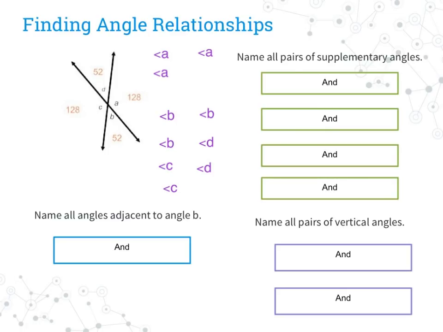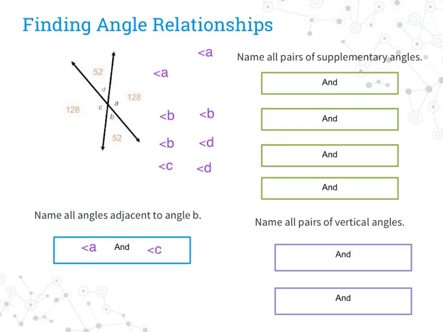So first it says to name all the angles that are adjacent to angle B. So I can see that angle B has two angles adjacent to it because they share a side, they share a vertex. Those two angles are angle A and angle C. So I'm going to list angle A and angle C. Don't forget that when you're writing down angles, you make a little angle symbol next to your letter. I know it looks like less than or greater than, but it is an angle symbol in this case. We're talking about angle A and angle C.